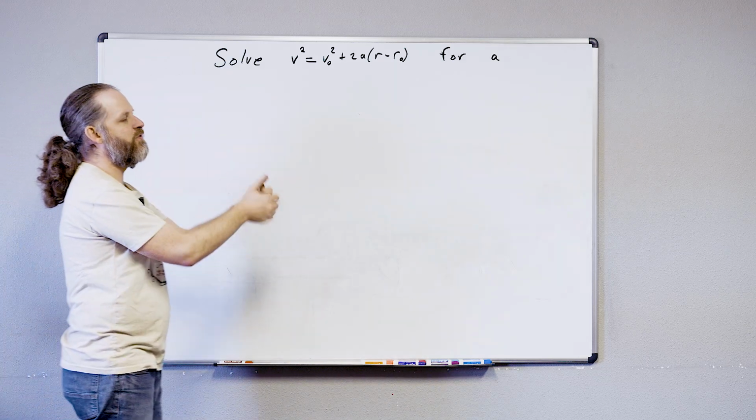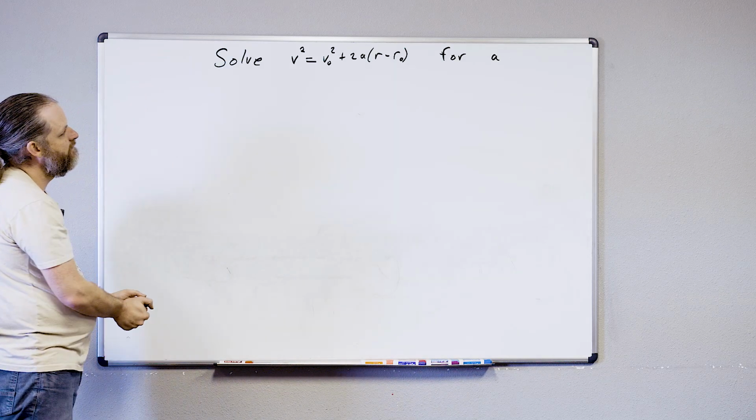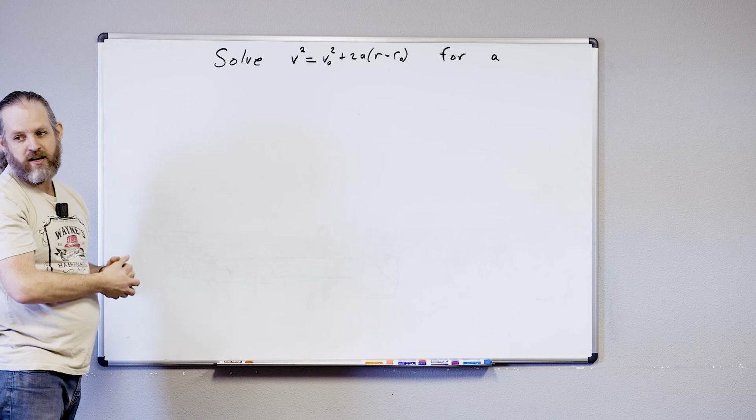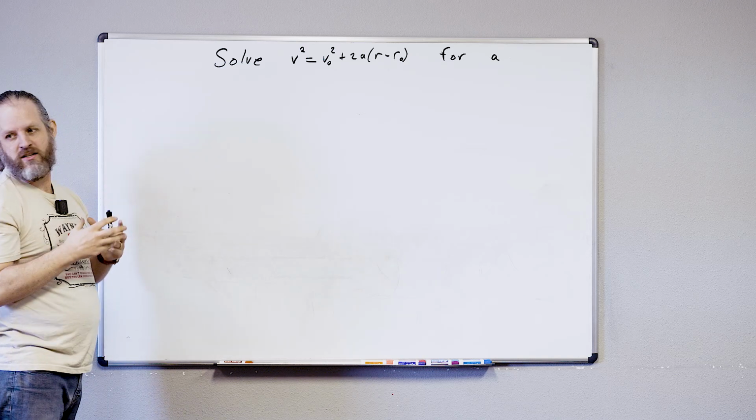So what should we get rid of first? The V naught squared. Yeah, I love it, because it's easiest to get rid of the addition and subtraction first, right?